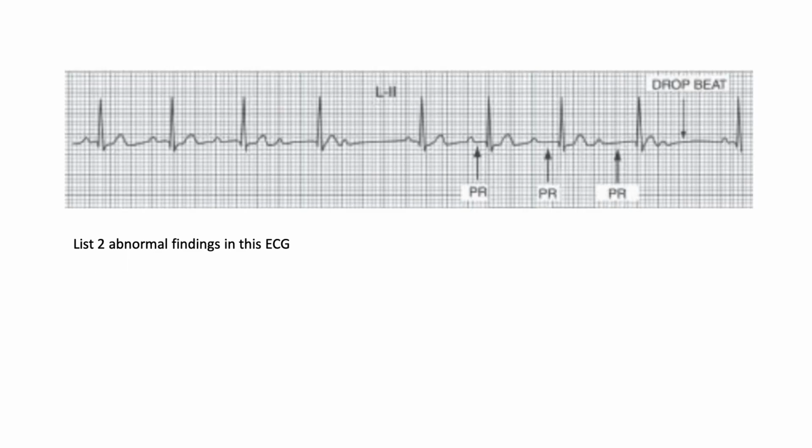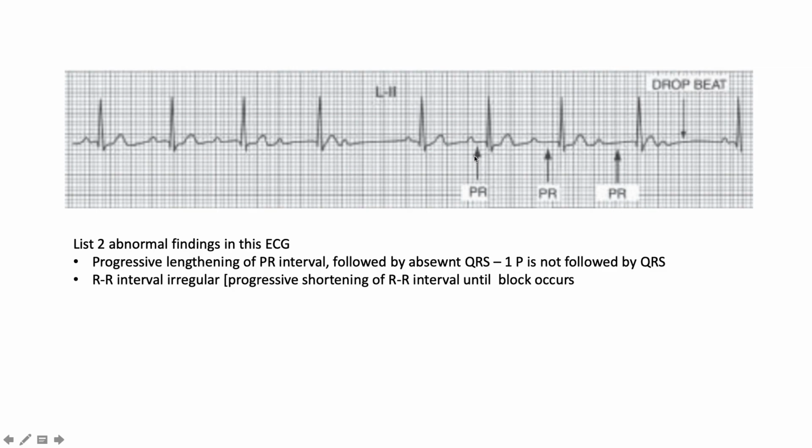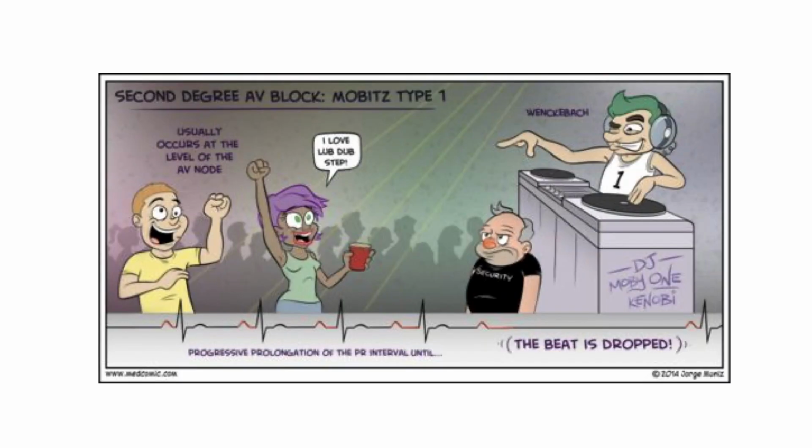Okay, what's happening here? The PR interval, guys, is getting progressively longer and longer and longer, and then you have a drop beat, right? The RR interval is also irregular in that you have progressive shortening of the RR until the block occurs, okay? This is second degree AV block, otherwise more affectionately termed Mobitz type 1 or the Wenckebach phenomenon.